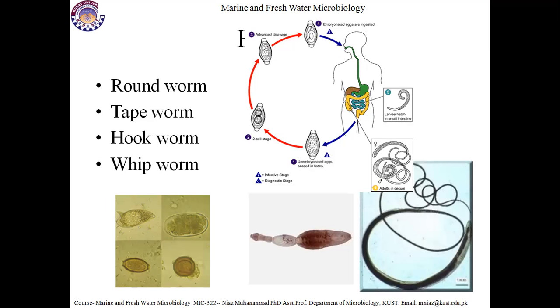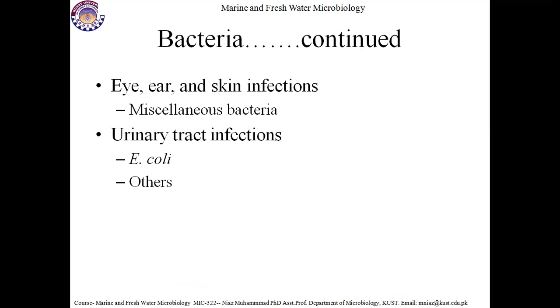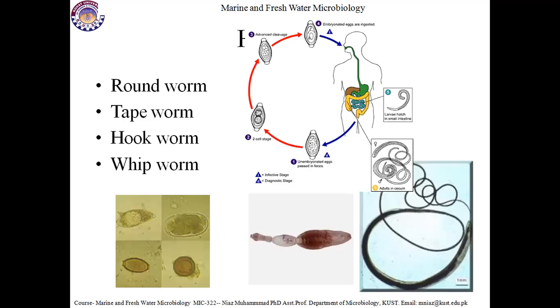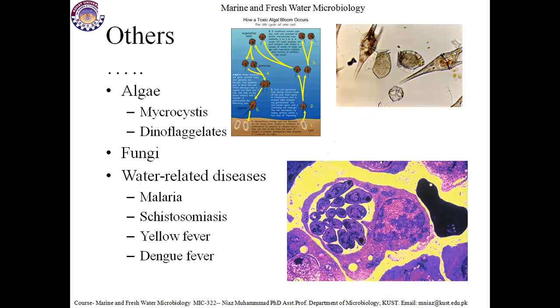So if we look at most of these, whether bacteria, viruses, protozoans, helminthes, or others, they get access to healthy individuals through water bodies. And others, algae such as microcystis and dinoflagellates, are present in the environment and get access to healthy individuals through water. Fungi and water-related diseases, where different reservoirs and hosts can grow, cause malaria, schistosomiasis, yellow fever, and dengue fever. All these diseases are caused through water.